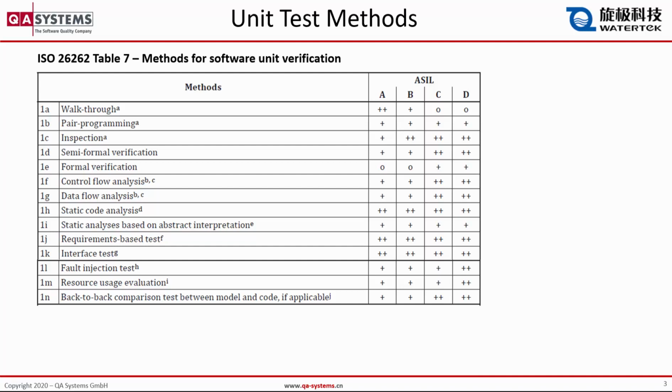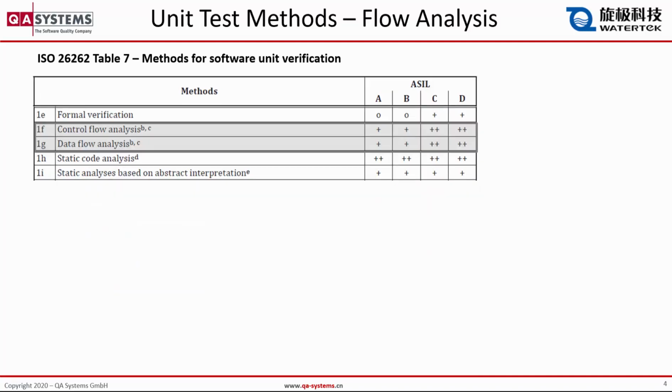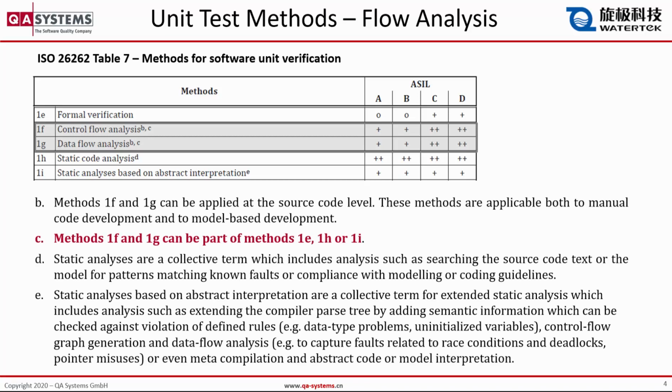In Table 7 of ISO 26262 standard, the methods for software unit verification are identified in the table below, and whether they are applicable or required or highly recommended by different ASILs of the standard. The first section we're going to look at is control flow analysis and data flow analysis, 1F and 1G. Zooming in on those, we can see the guidance in addition to the table.